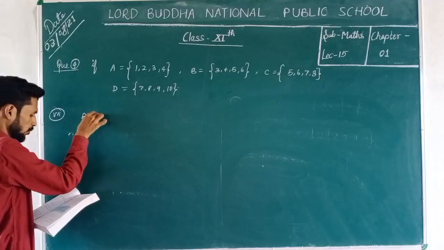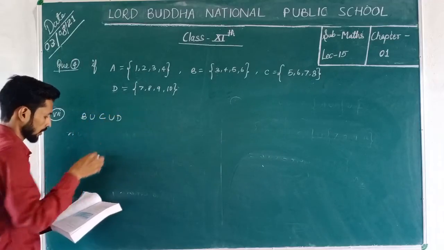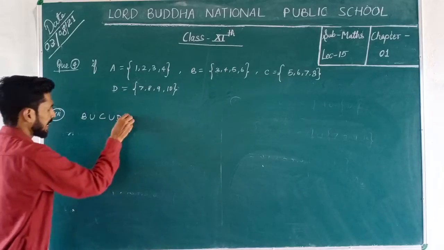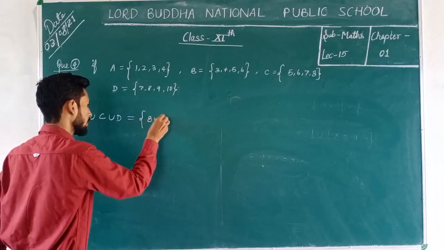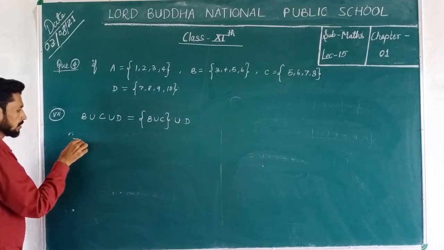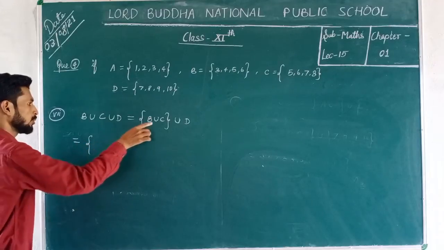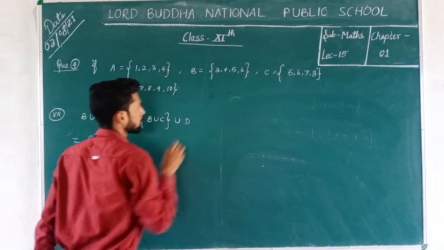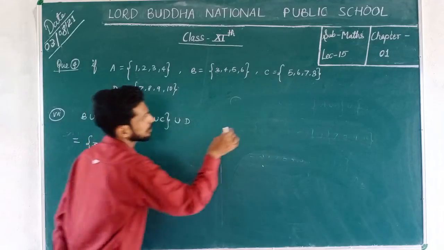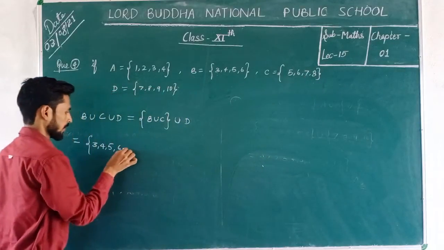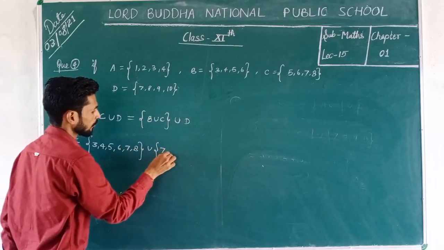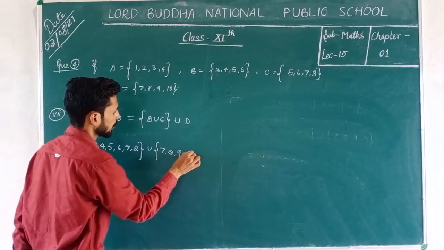Find the value of B union C union D. Okay, now we can write it as B union C and then write union of D. The value of B union C, we can find: 3, 4, 5, 6, 7 and 8. And union D: 7, 8, 9, 10.